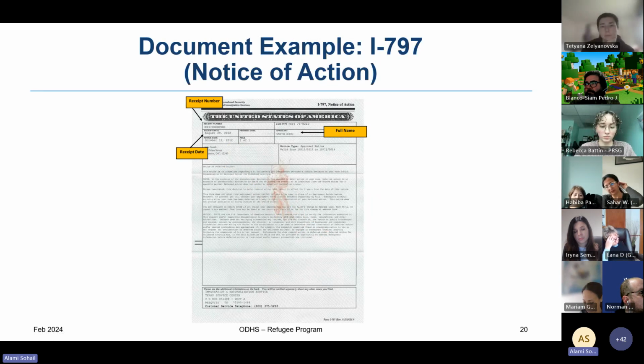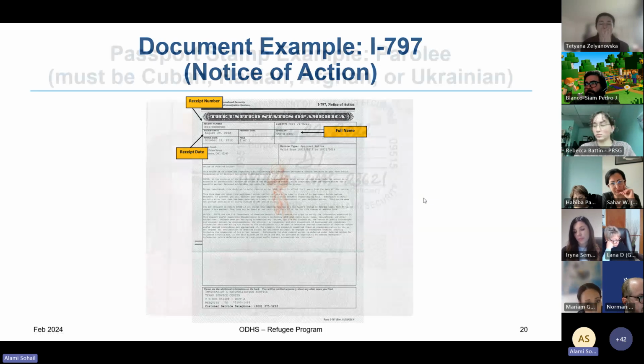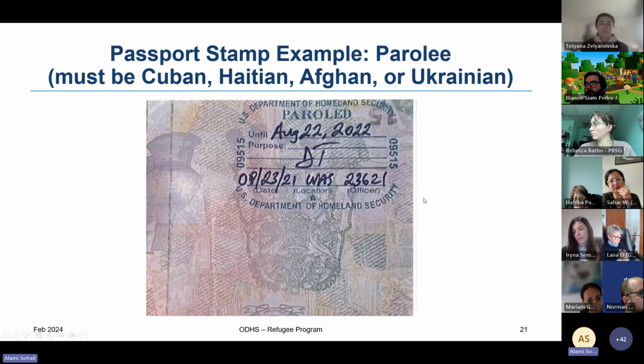They could also present an I-797, which is a notice of action. Similar to those other two documents, if you see one of these, you would have to call the EOIR number. And those were related to Cuban and Haitian entrants.